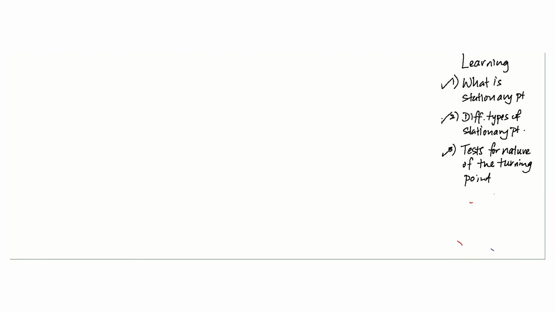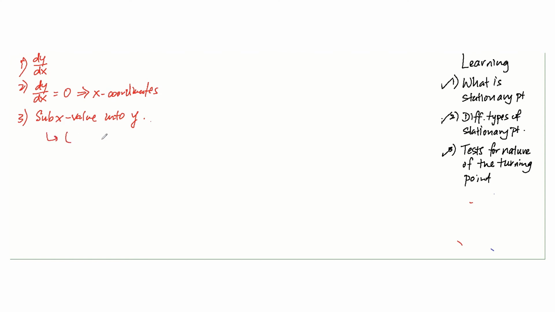Before I get you to try the next example, just a very quick recap. When we want to find out the stationary point, the first thing we do is find dy/dx. Second, to find the coordinates of the stationary point, we solve dy/dx equals 0, where I get the x coordinates. To complete our answer, we sub the x value into the original equation that's given to me, and that should give us a set of coordinates, sometimes more than one possible set.